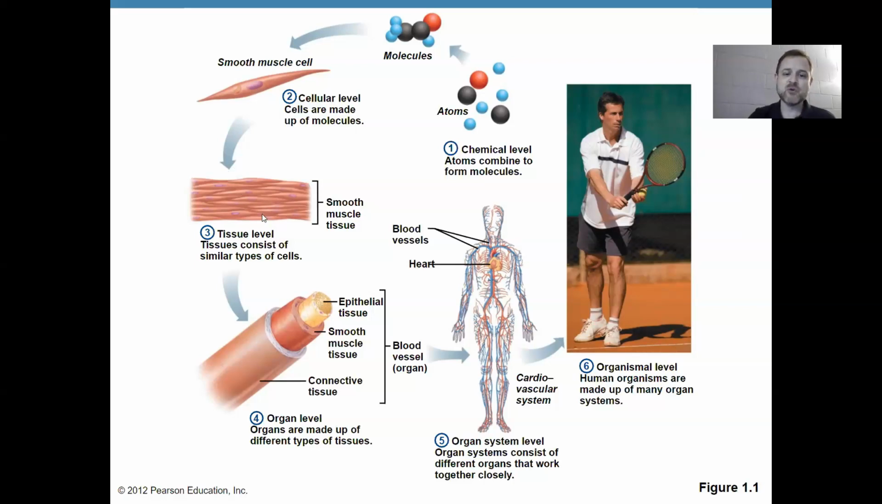Muscle tissues are one kind of tissue, and there are the organs that are your blood vessels. Blood vessels are actually organs. There's epithelial tissue that lines the vessel. There's connective tissue. There's smooth muscle tissue. Organs make up organ systems, in this case part of your cardiovascular system, your heart and your blood vessels.